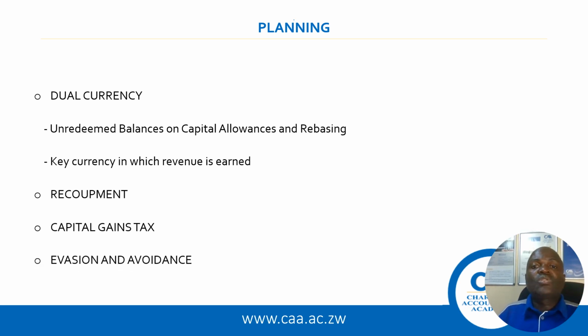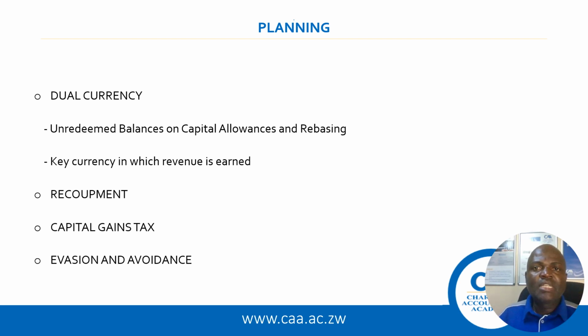Evasion and avoidance. Given what we've just discussed on capital allowances, a taxpayer may be tempted to evade tax. How? By maybe trying to put an asset in the wrong category so that they get more capital allowances. That is not avoidance, it's actually evasion. It is illegal to do so. You need to interpret correctly the classes of the assets.